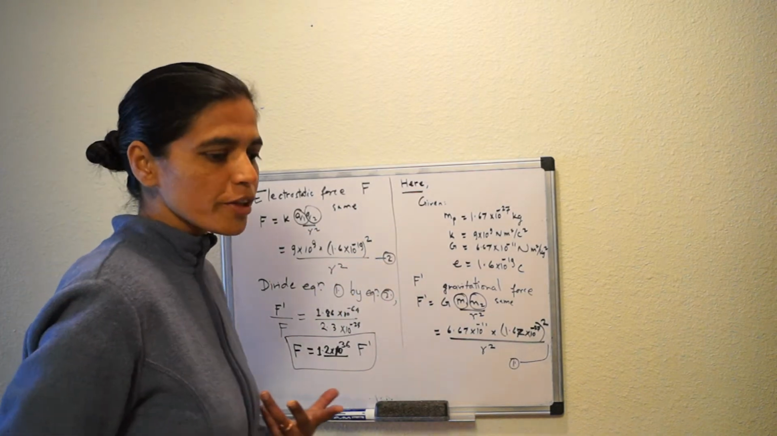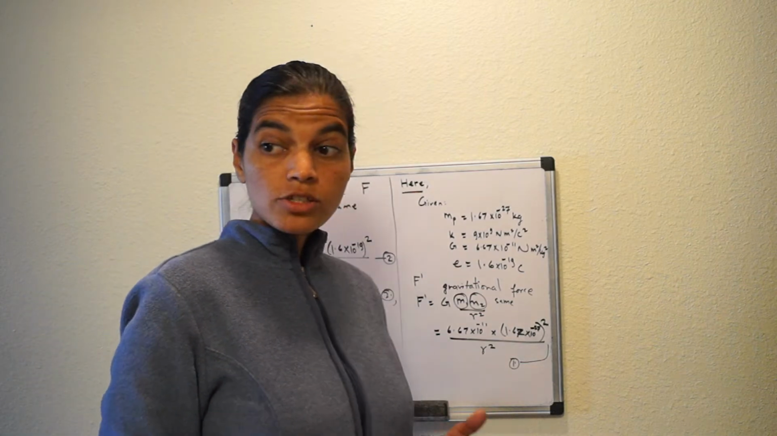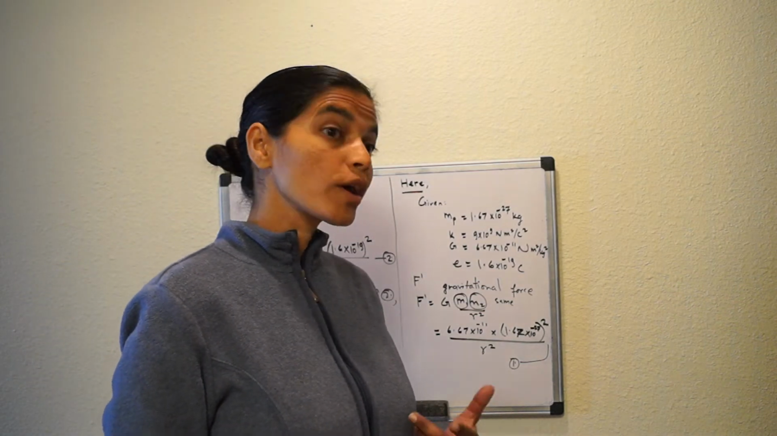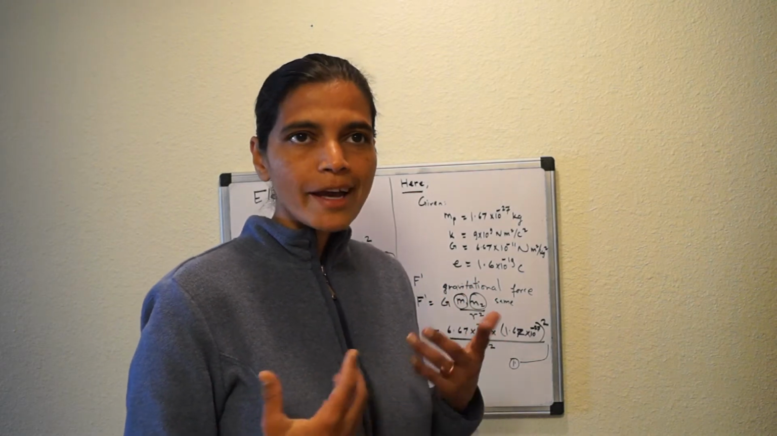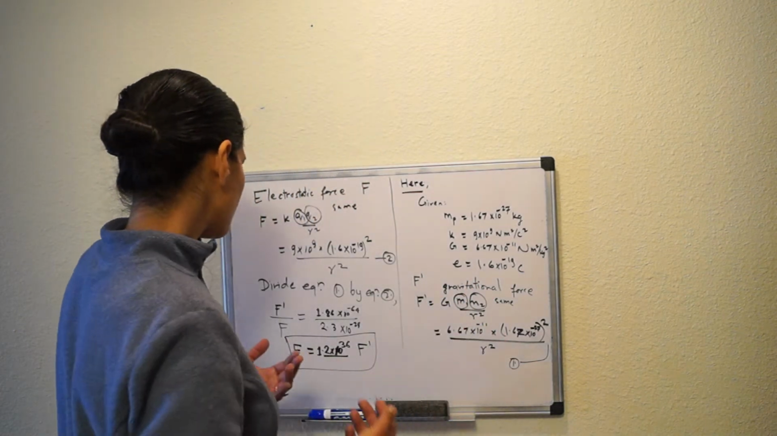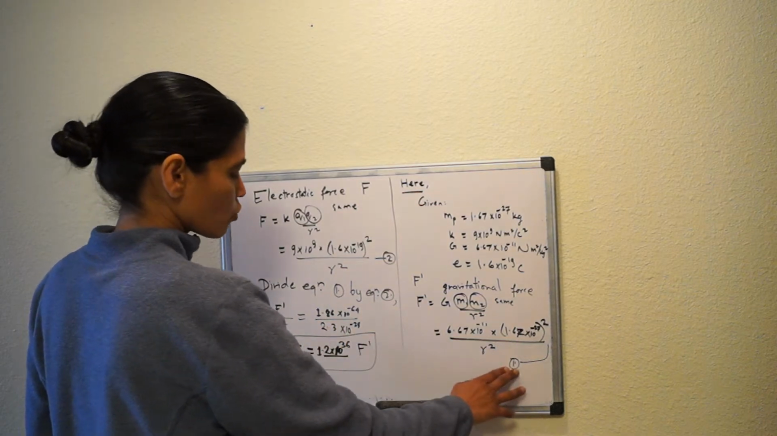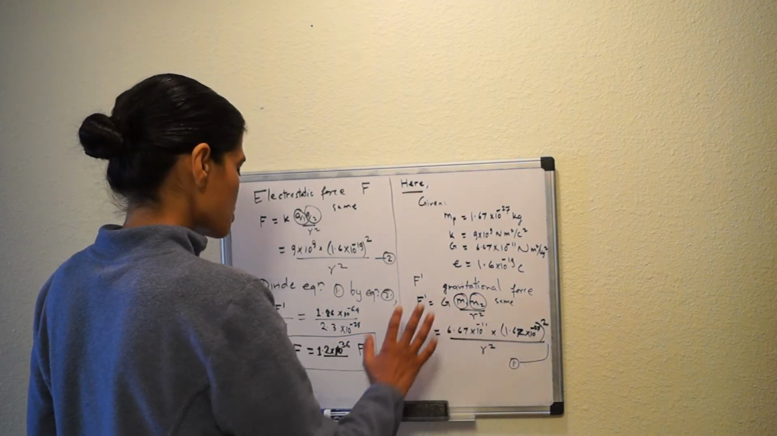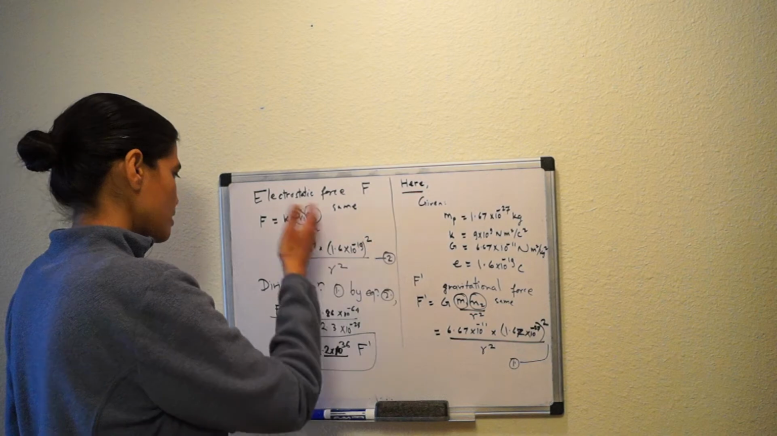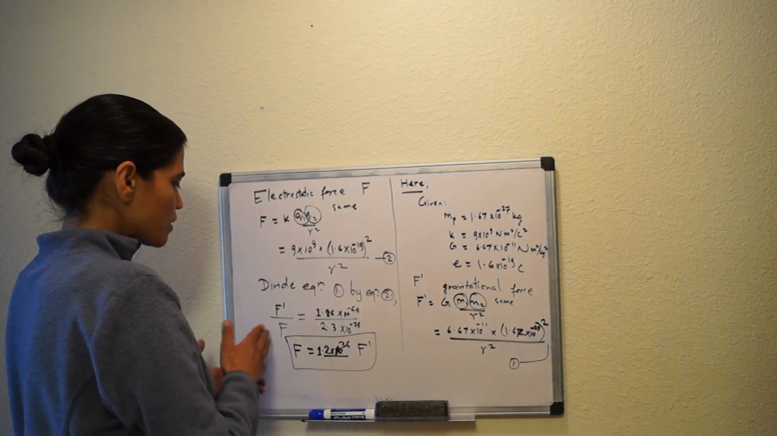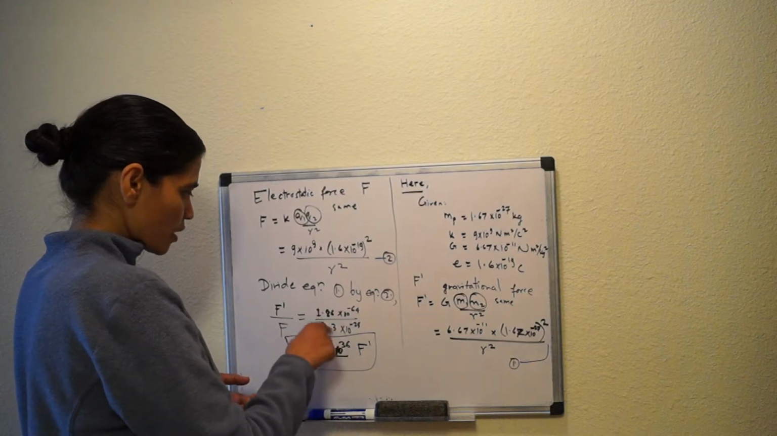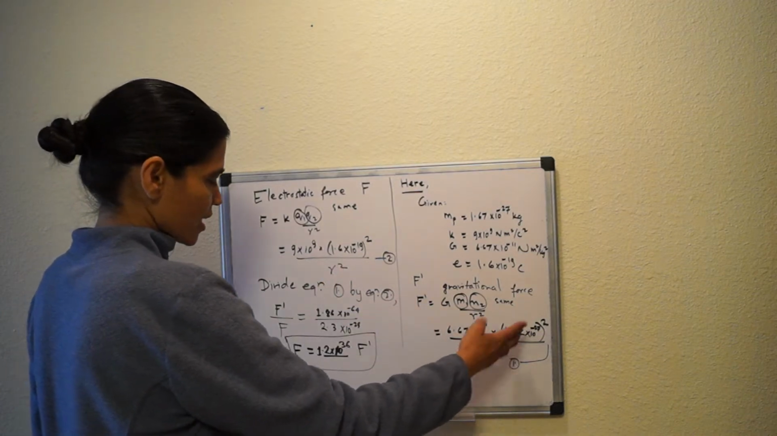Now to see whether we can neglect gravitational force or not, we want to look at the ratio. We want to compare the magnitude of these forces. So to do that, divide equation 1, which has to do with the gravitational force, by equation 2, which has to do with the electrostatic force. When we divide these two, we get this value. So r squared gets cancelled out.